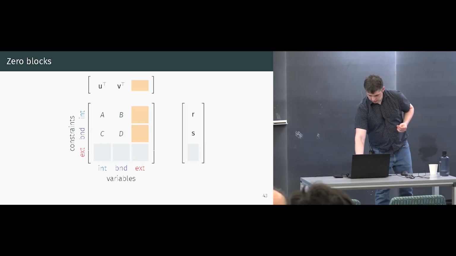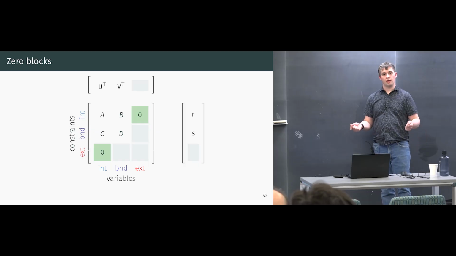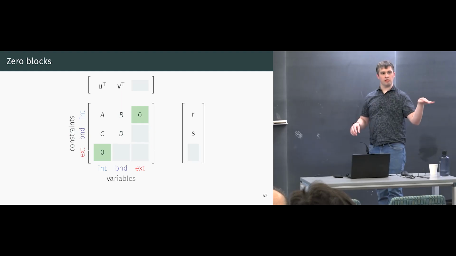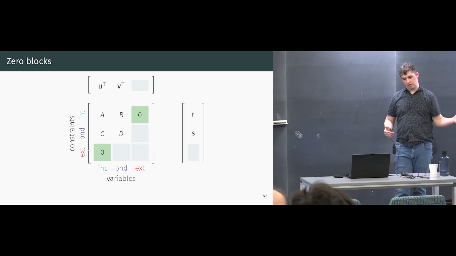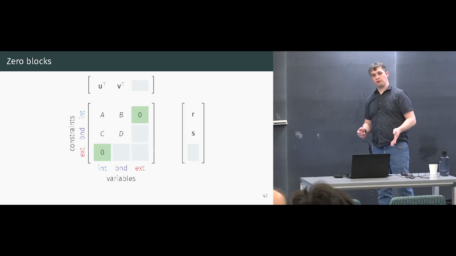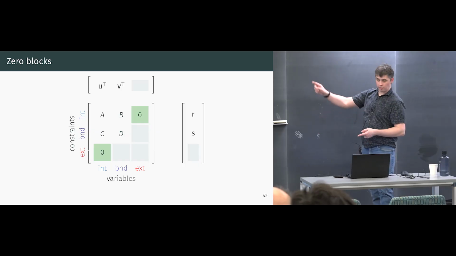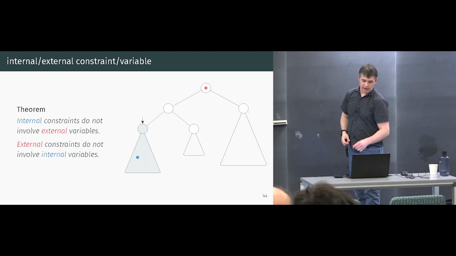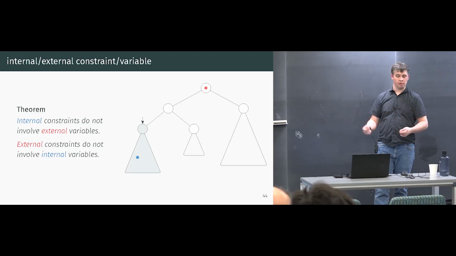Fortunately, two of the blocks in this matrix turn out to be 0. And we can prove this. So the top right, internal constraints, cannot interact with external variables. And likewise, external constraints cannot interact with internal variables. So suppose, to the contrary, that they did, that there was a 1 somewhere in this block, meaning that you have an internal and external vertex that are adjacent. That's what it would mean to have the 1.